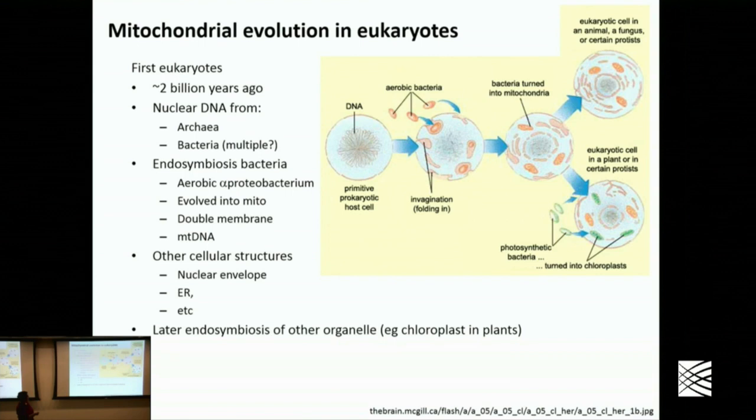Now, we know it was an alpha proteobacteria because the sequence of the mitochondrial genome is most similar to that clade of bacteria compared to anything else. And they kept this double membrane, but very quickly in eukaryotic evolution, this bacteria that probably had 4,000 genes when it first started living in the host cell, it very rapidly lost almost all of its genes over to the nucleus. And why would this be so?